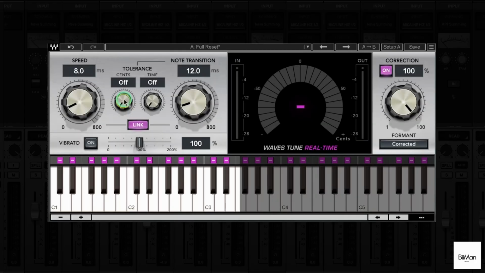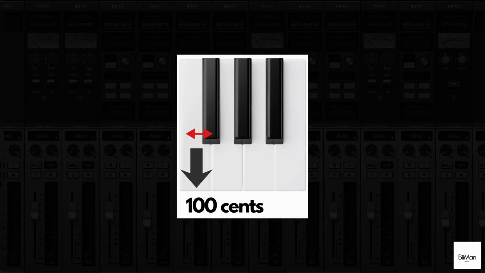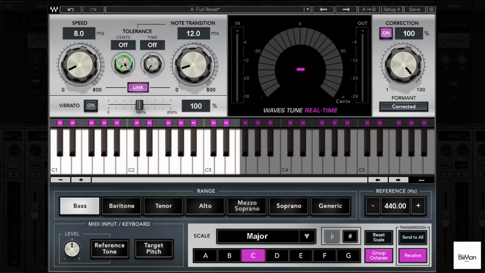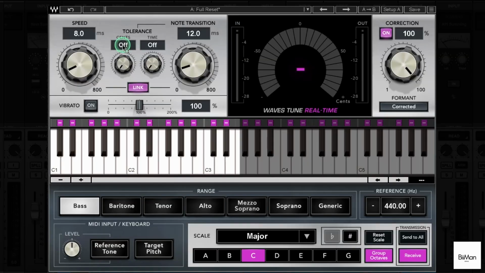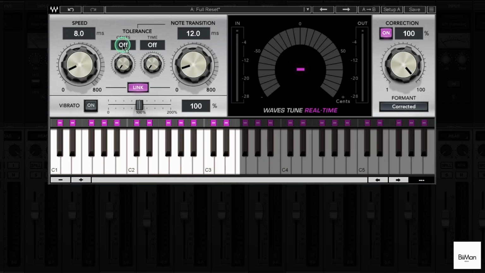I'll say it again, guys. The difference between one note to another on a chromatic scale is 100 cents. I hope you got that. Now, the way the WaveTune algorithm works on default is correction kicks in at a 50 cents threshold, which means after every 50 cents on any note that doesn't belong to the scale you've set, the plugin's algorithm corrects the note to the closest one above or below it.